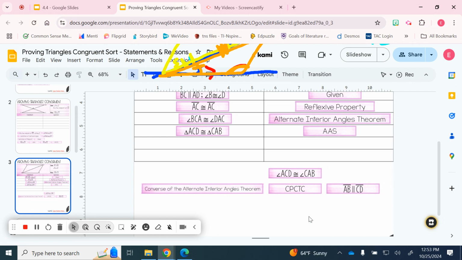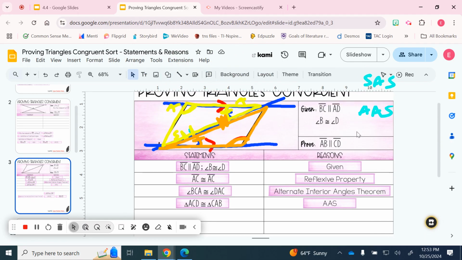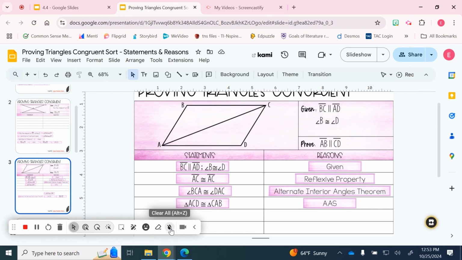Questions on this? Okay. So now that we have these triangles, now we can talk about, hey, how am I going to prove that AB is congruent to CD? All right, I'm going to clear the screen just to free up the space a little bit. Okay.